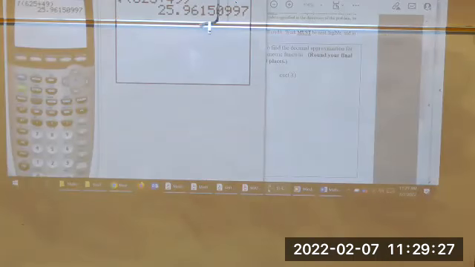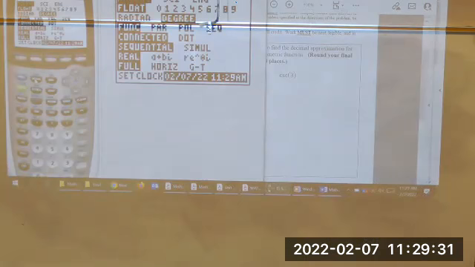First thing, make sure you are in radian mode. So you go to mode, and right now my calculator is in degrees. So I have to go down to where it says radians. It's blinking on radians, but degrees is highlighted, so I hit enter. Now it's blinking on radians, and radians is highlighted.